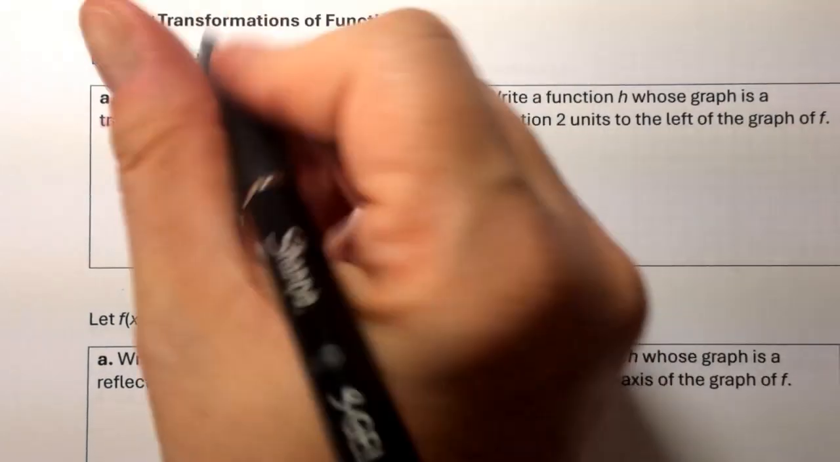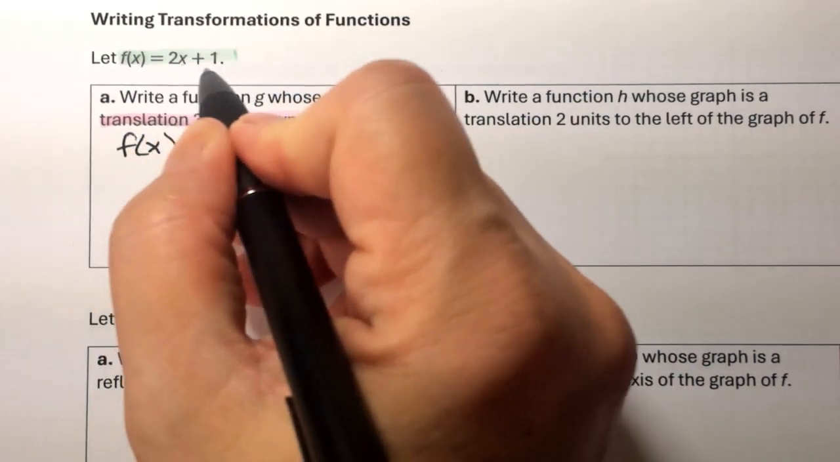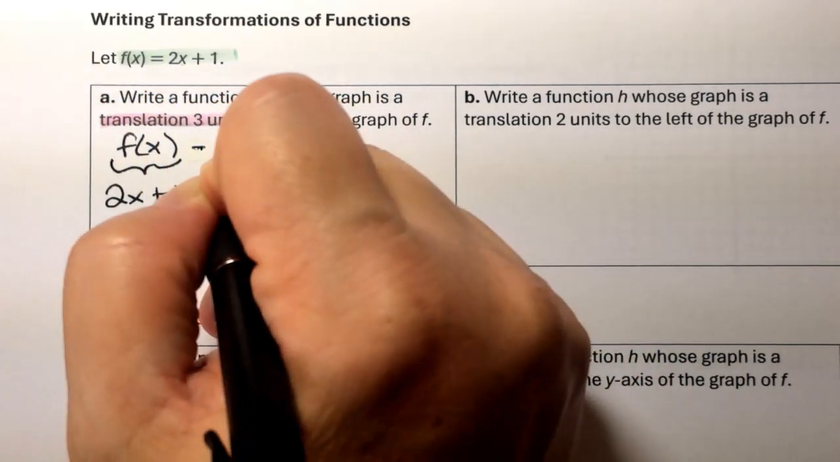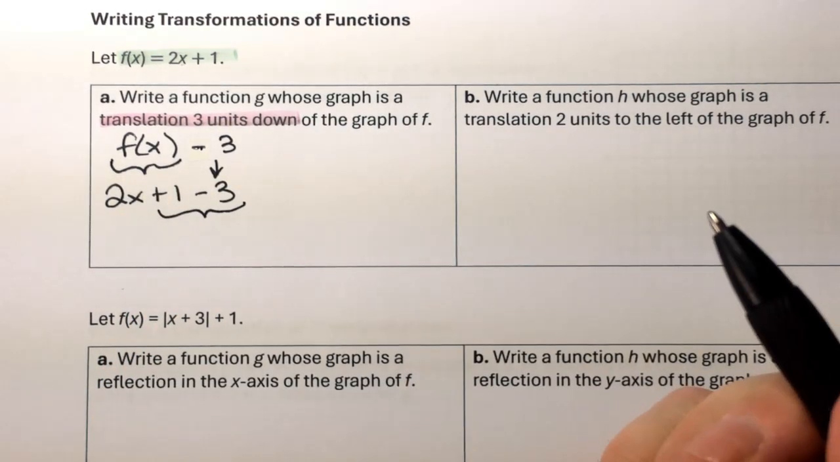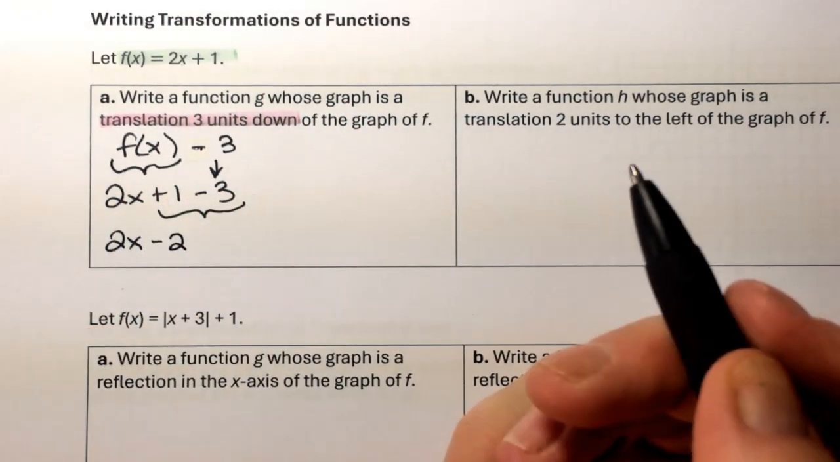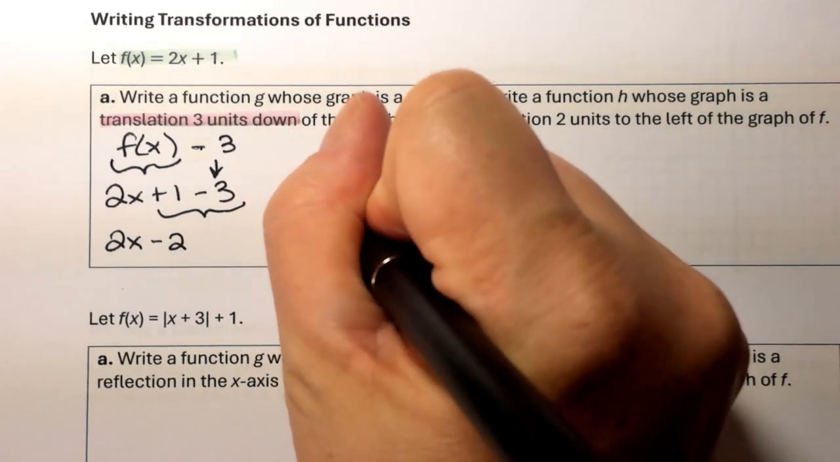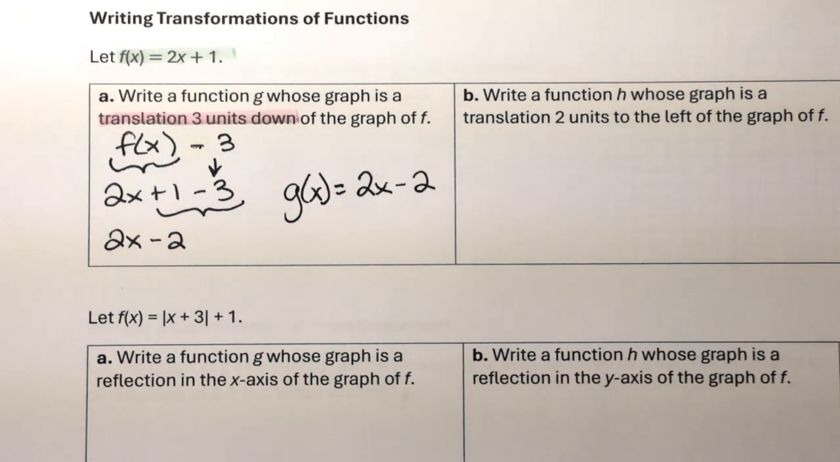So we are subtracting from our function. That's all that means. We're going to translate 3 units down. We're going to subtract from our function. Well, what was our function? 2x plus 1. So we're just going to rewrite 2x plus 1, and now we bring down our minus 3. And we can combine our like terms. We have 1 minus 3 is negative 2, so we end up with 2x minus 2. It did say write a function g, so to be professional, we're going to say g of x is equal to 2x minus 2. So that is how the function changes based on it translating down 3 units.